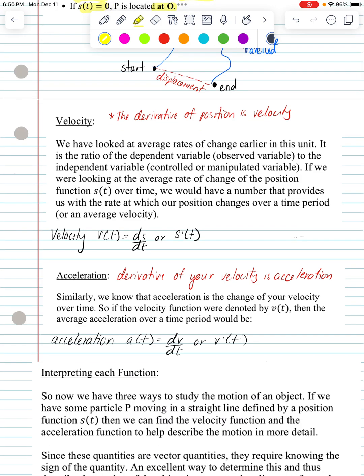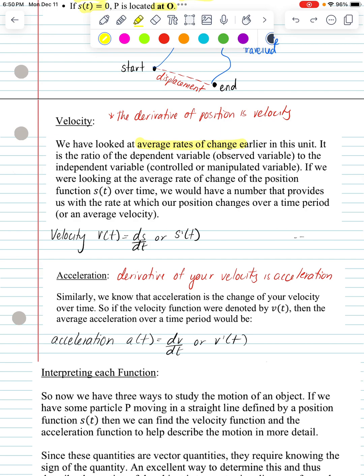So velocity, this we find by doing the derivative of the position function. Okay, so we have looked at average rates of change and instantaneous rates of change so far in this unit. And so we're looking at the rate of change of position over time. So this is typically denoted by v of t, or you can say the derivative of the position over time, or s prime of t. All of these are just different ways of telling us that we are looking at velocity.